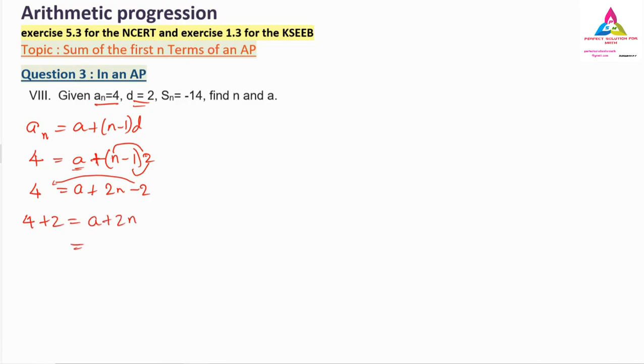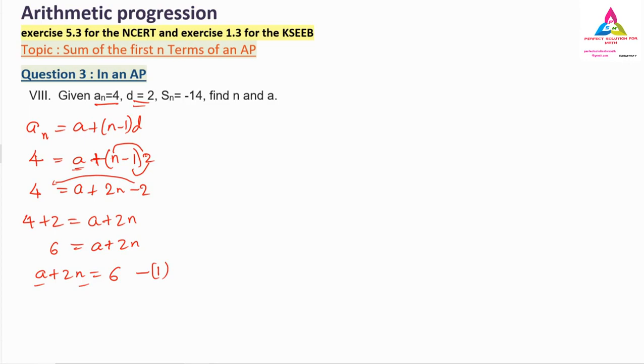So next, 6 is equal to a plus 2n. This can be rewritten as a plus 2n is equal to 6. So this is equation 1, because we have two unknowns: a is unknown and n is also unknown. So a plus 2n is equal to 6, which we got.